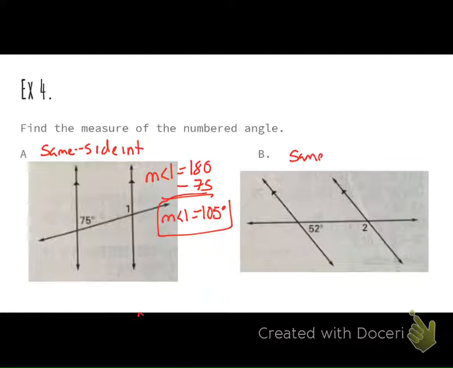Okay, our next one up, what is the relationship between 52 and angle 2? Same side interior. And so that's going to be 180 minus 52 equals 128. So the measure of angle 2 is 128 degrees.